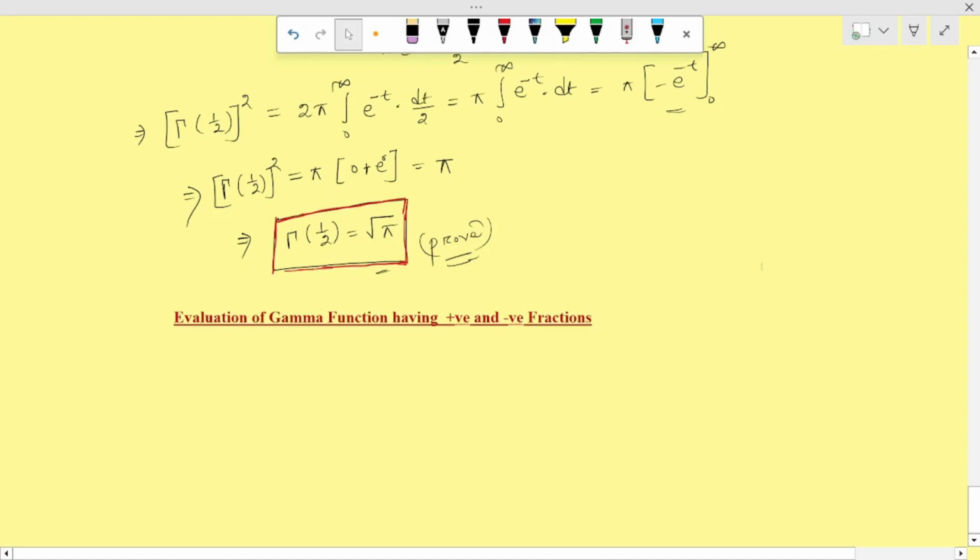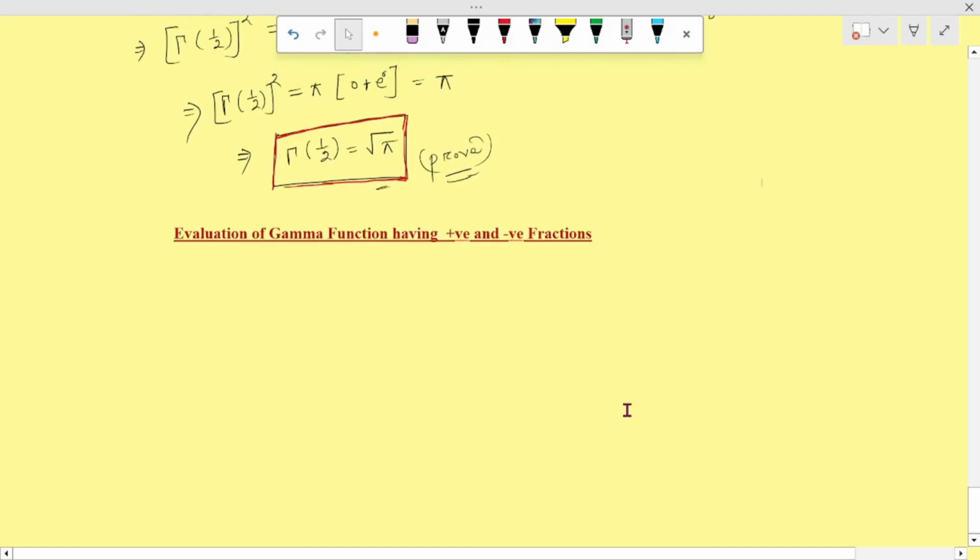So let us start. First we are going to find the value of gamma 3 by 2. Already we have evaluated gamma half. First I am going to put the heading: finding the gamma function for positive fractions.